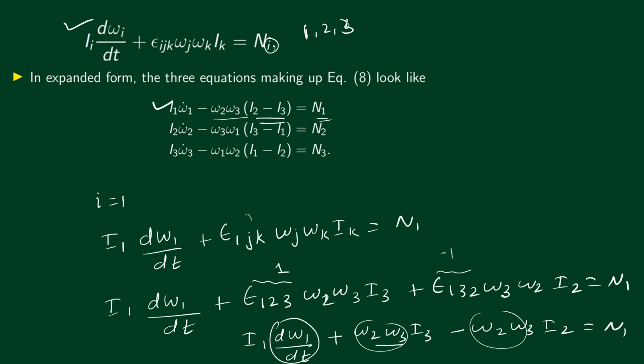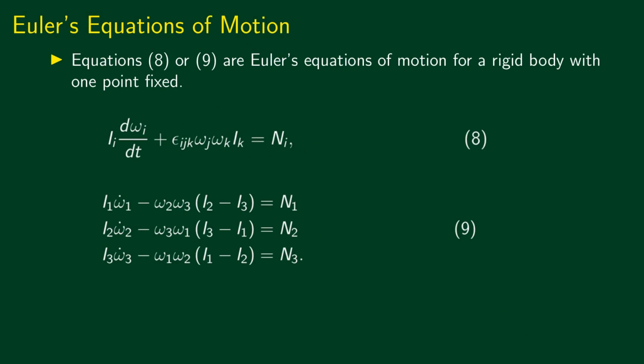Similarly, if you put i equal to 2 and do the same things, you would get I2 omega 2 dot minus omega 3 omega 1 (I3 minus I1) equal to N2. And for i equal to 3, you would get I3 omega 3 dot minus omega 1 omega 2 (I1 minus I2) is equal to N3. These equations of motion, either in this form or in this expanded out form, are called Euler's equations of motion for a rigid body with one point fixed.